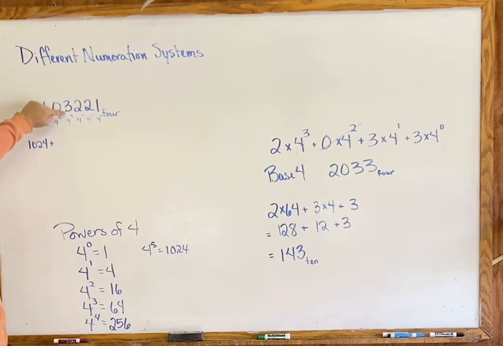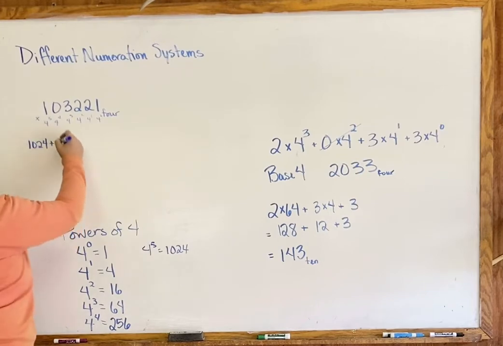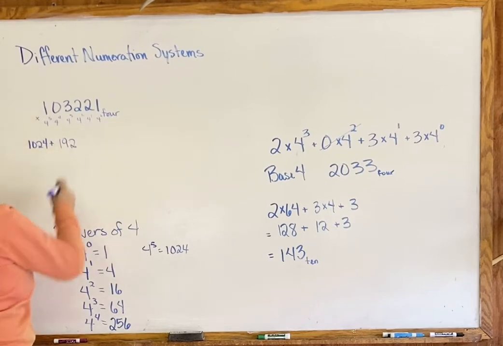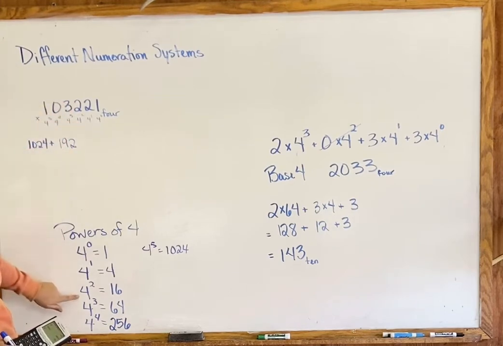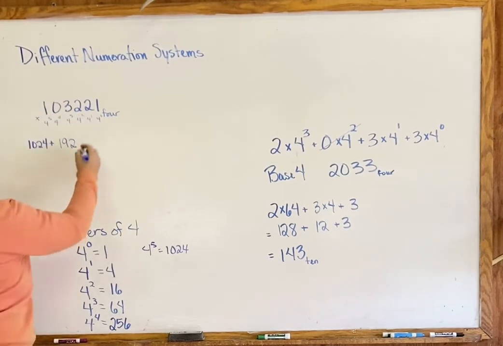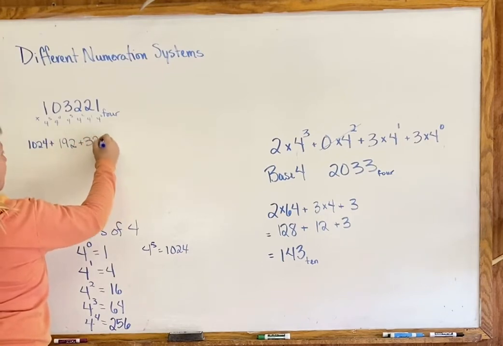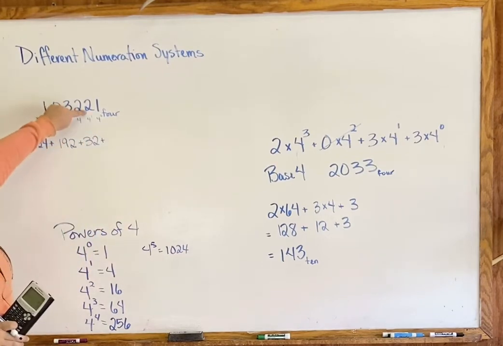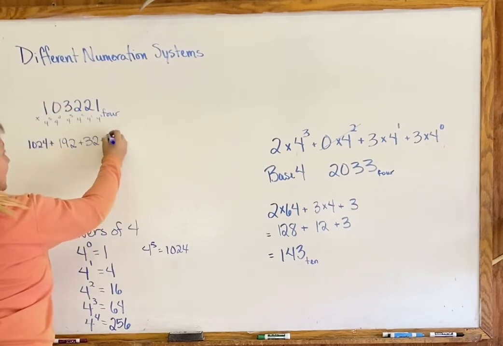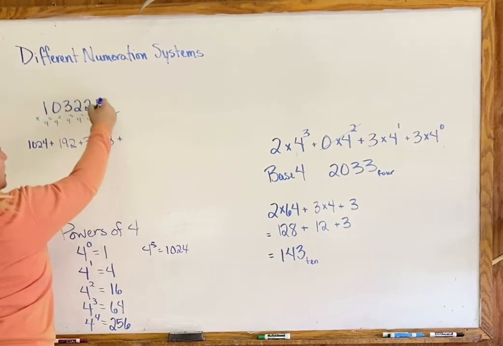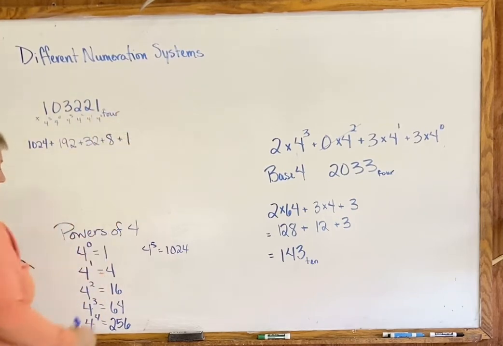Now we have 3 times 4 to the 3rd. So we need to do 3 times 64. 64 times 3. That's 192. Now we need 2 times 4 squared, or 2 times 16, which is 32. Then we need 2 times 4 to the 1st, or 2 times 4, which is 8. And then we need 1 times 4 to the 0, or just 1.